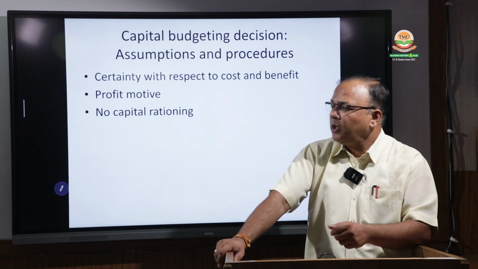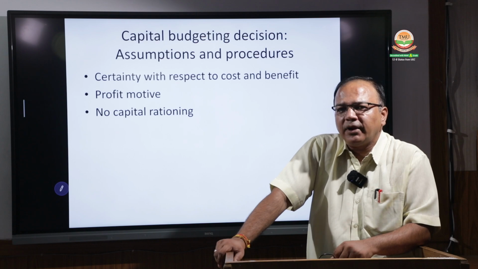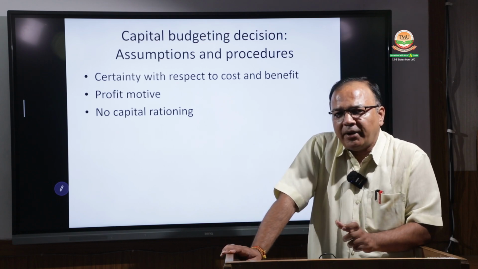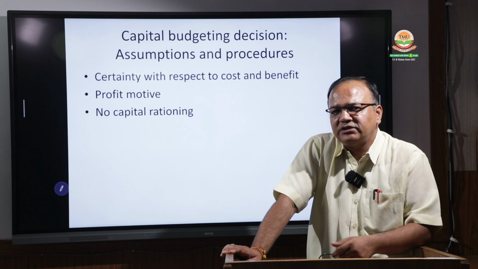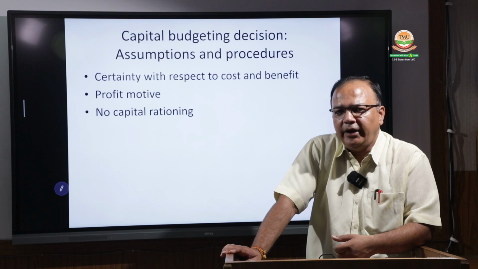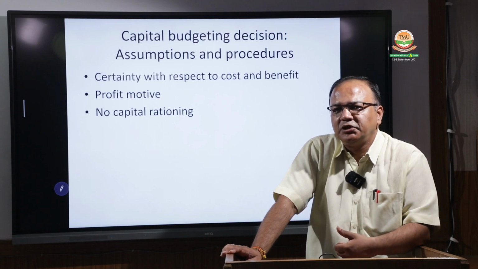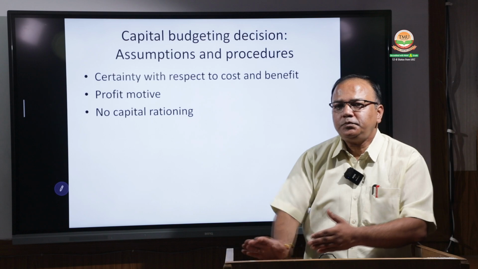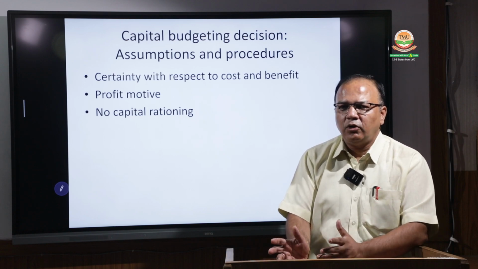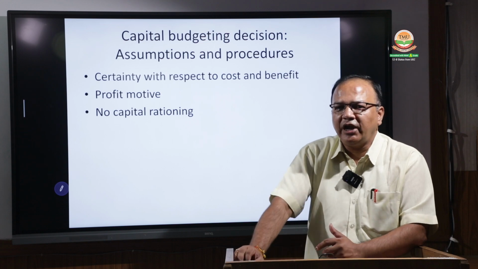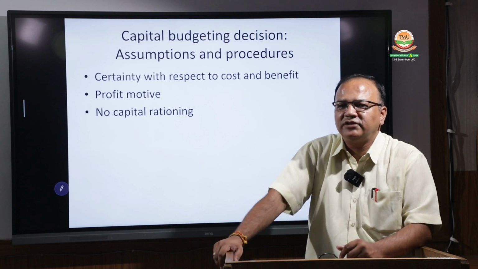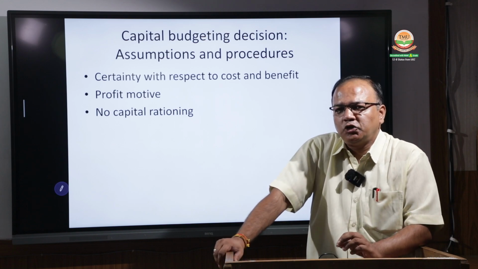Number 3, no capital rationing. No capital rationing means when we take a capital investing decision, as we have discussed, it needs substantial commitment. It requires a lot of capital as well, because it requires substantial commitment. So it means it requires a huge amount of cash, huge amount of capital. So there should not be capital rationing.